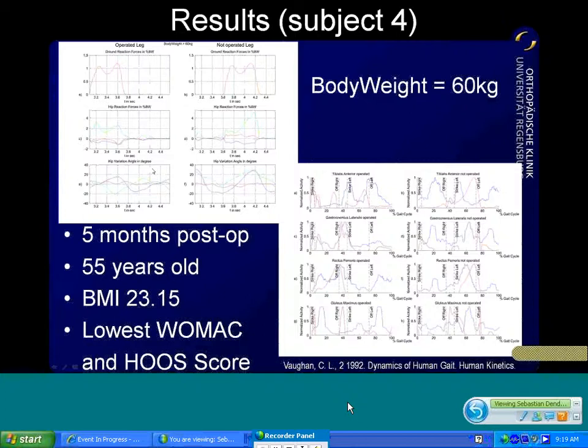Subject 4's body weight was 60 kg. The gait analysis was carried out 5 months post-surgery. The patient was 55 years old with a BMI of 23.15. So why did we pick subject 4? It actually has the lowest movement and whole score. So, as we can see here in the ground reaction forces, they indicate a typical gait pattern with heel strike and heel off.